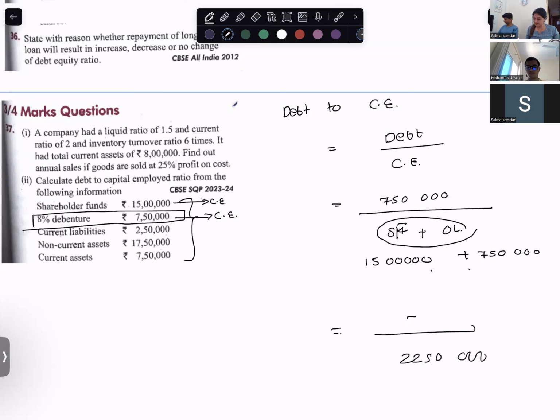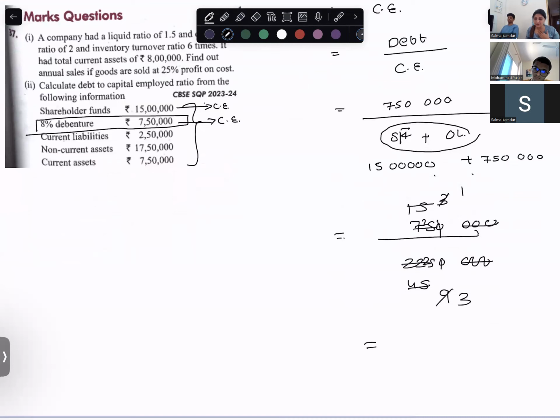And the numerator is 7,50,000. So I will cancel the zeros. 5 threes are 15, 5 nines are 45, 3 ones are 3, 3 threes are 9. So 1 by 3 is equal to how much? 0.333. Remember, always put "is to 1". Do not forget to put "is to 1".